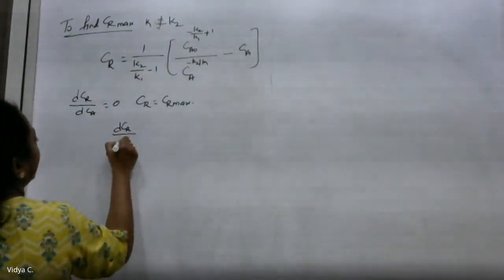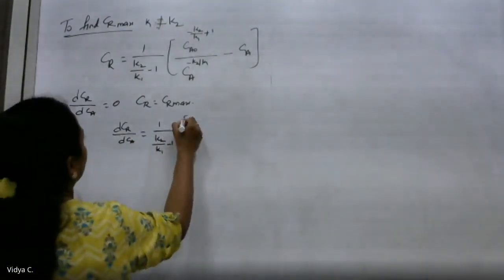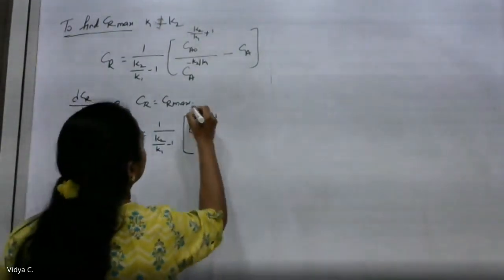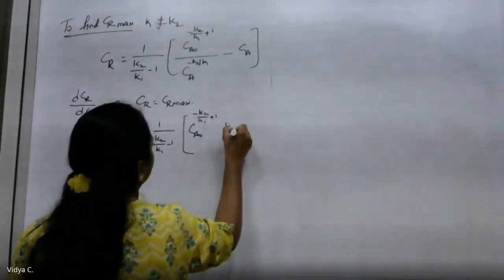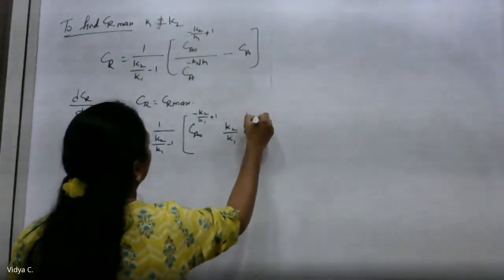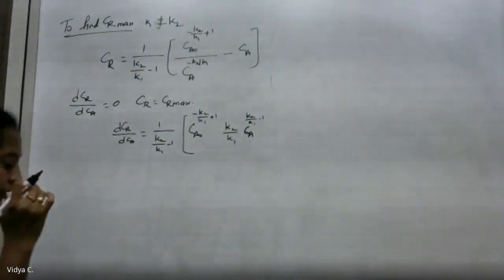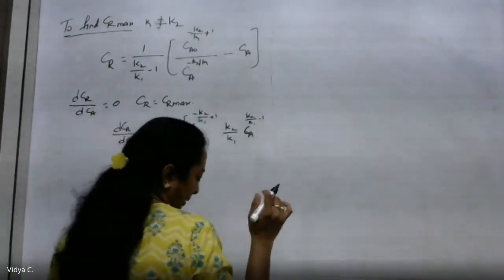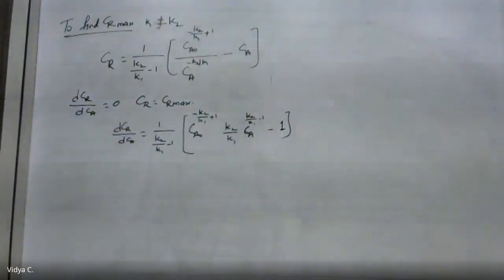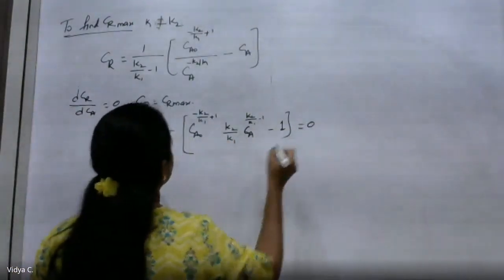dCR by dCA for this equation will be 1 by (K2 by K1 minus 1) into CA naught, which is constant, minus K2 by K1 plus 1. So here this CA I'll take up, and I can write that as K2 by K1 into CA to the power of K2 by K1 minus 1. And differentiation of this will be minus 1. Note this term. So this is equal to 0.